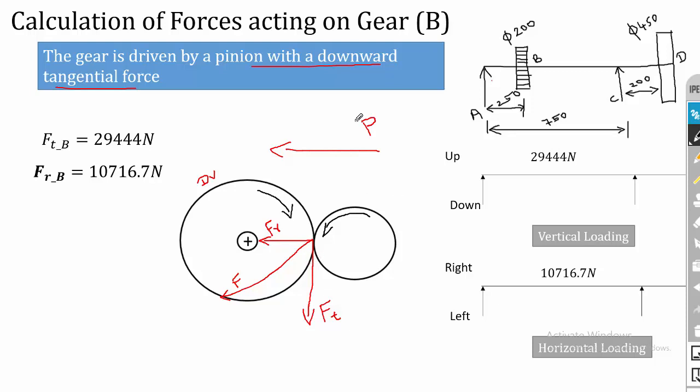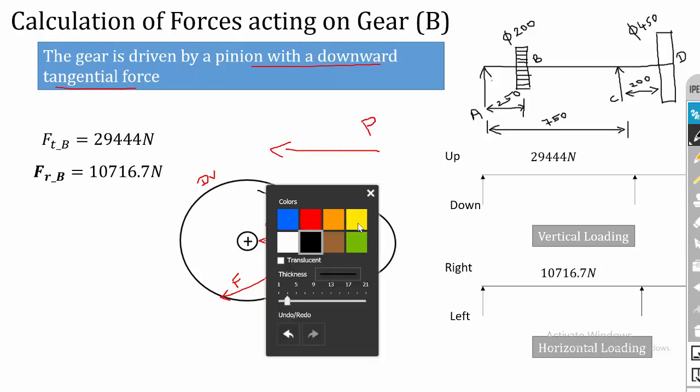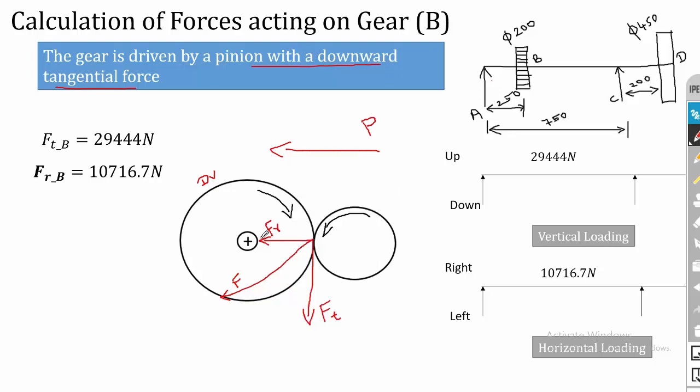So it's very simple. First you have to draw the downward tangential force, and we know that the radial force will always act towards the axis. So after drawing the Ft and Fr, then you can easily draw the F value. Okay. So if you are not clear about the direction of rotation, you just neglect it. You don't need to draw the direction of rotation.